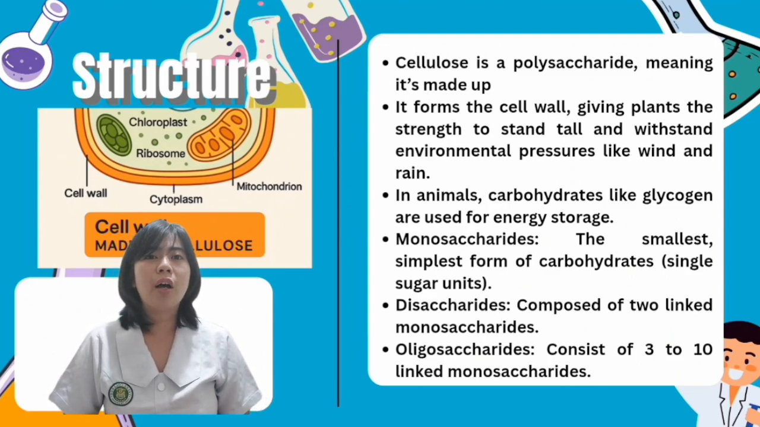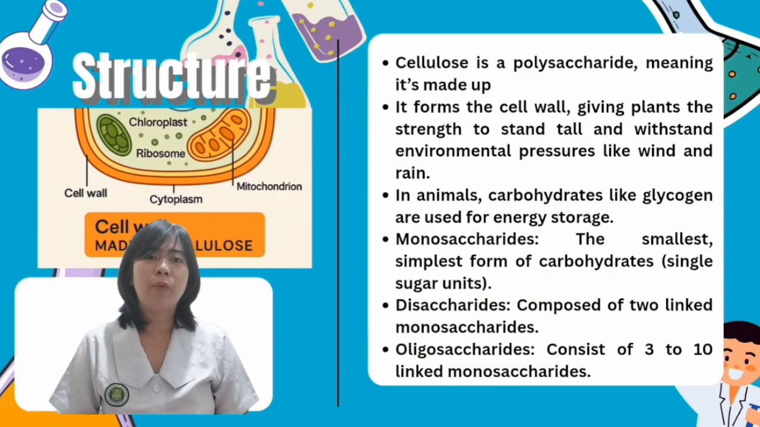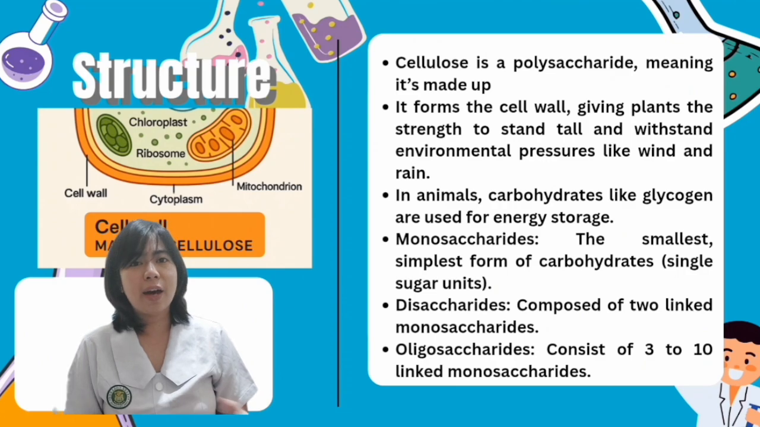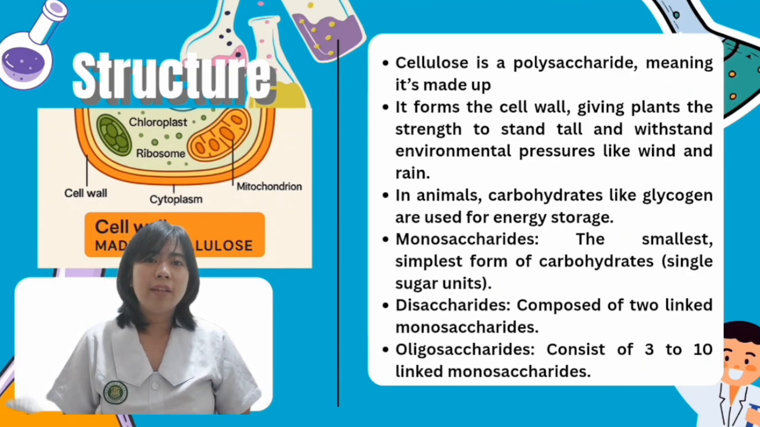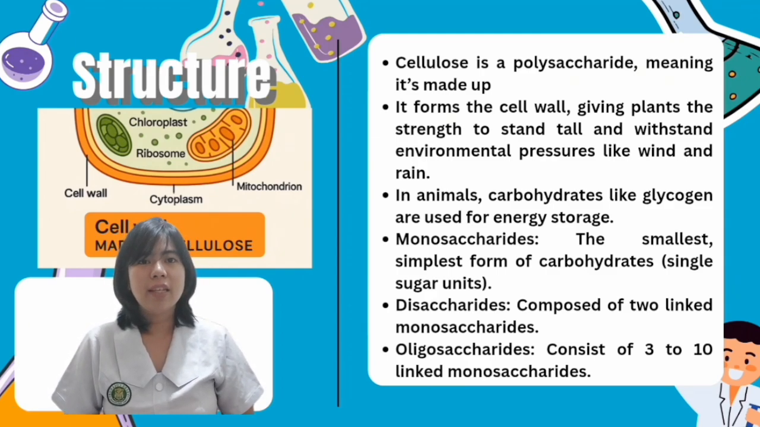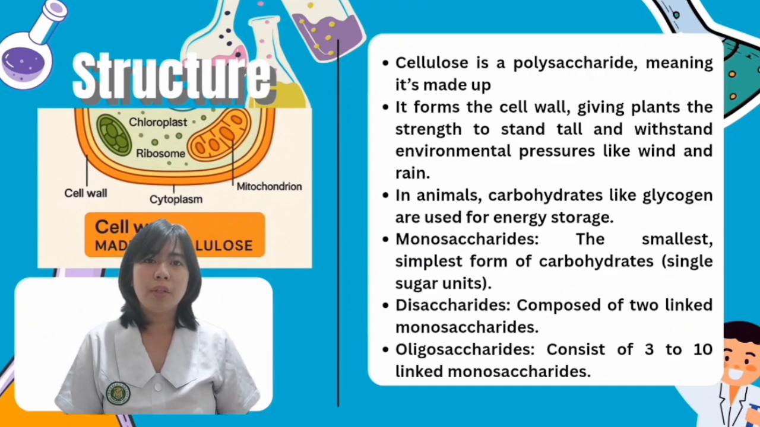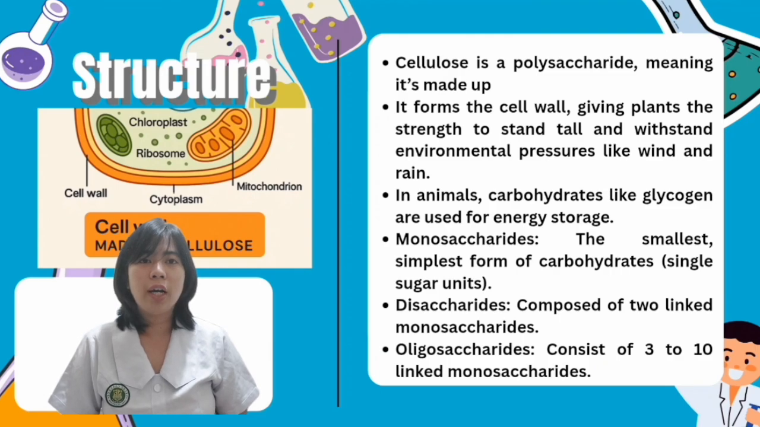So far, we've talked about one type of carbohydrate, but did you know there are several forms? Let's break it down. Monosaccharides, these are the simplest carbohydrates, just one sugar unit, like glucose or fructose. Disaccharides, these are made out of two monosaccharides linked together. For example, sucrose or table sugar.